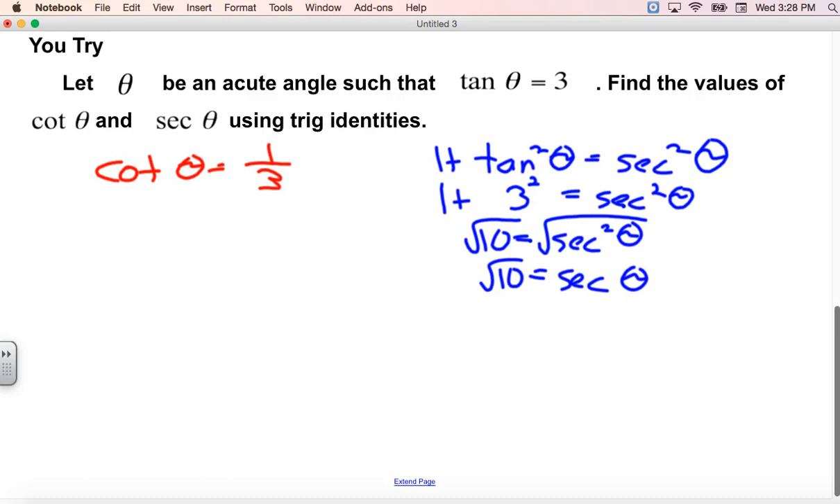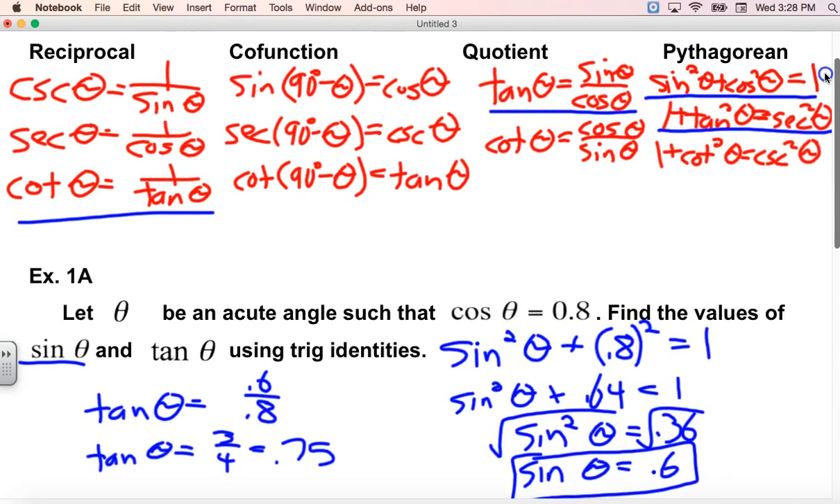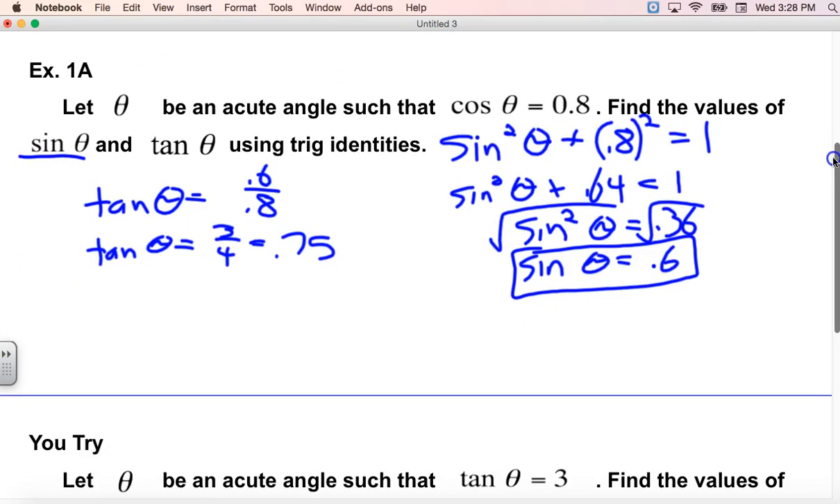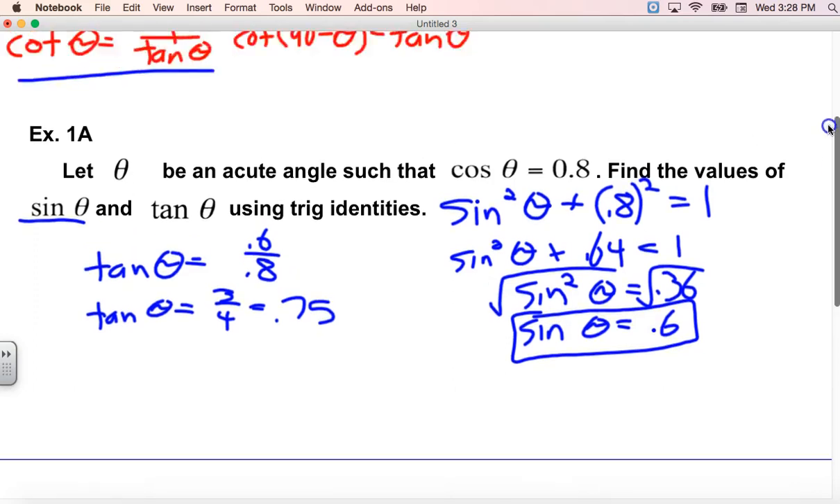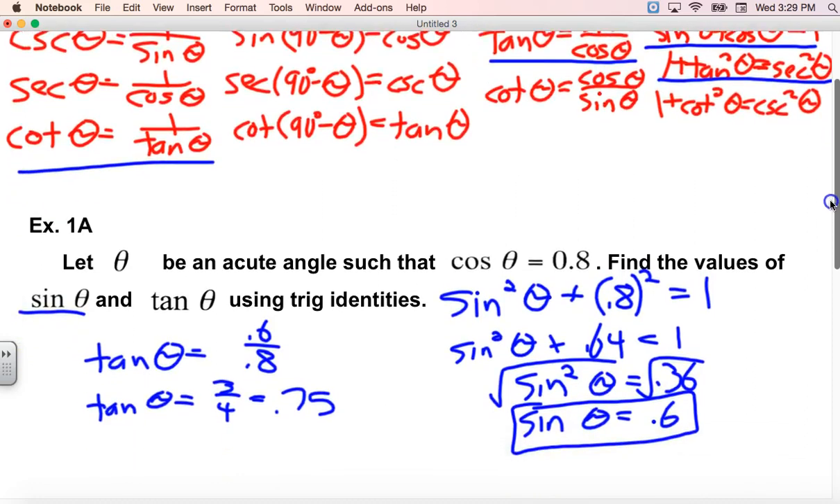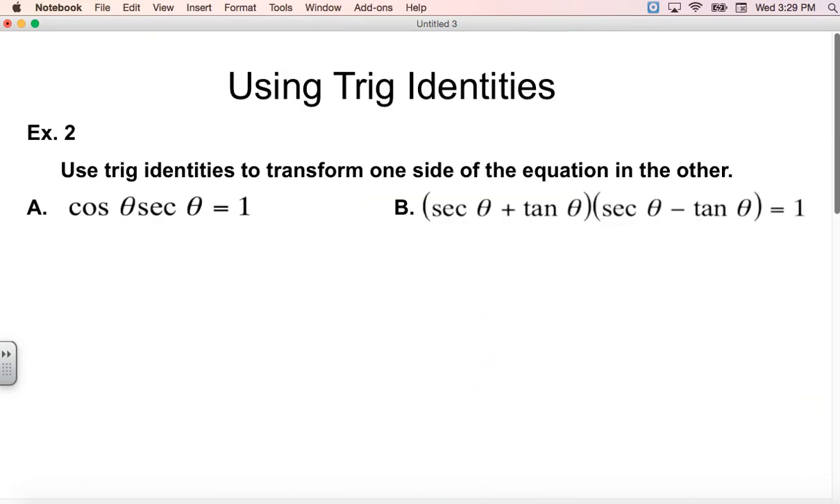A lot of times you just got to find an identity that uses the two trig functions you're working with. We have tangent, we want to find secant. So we look up here and see, oh, well, this Pythagorean identity has tangent and secant in it, so we'll use that one. On this one, we said we had cosine and we needed to find sine. So we look for the one that has cosine and sine in the same thing, and we use that trig identity to find the sine of theta. Let's go on and do some more of these.